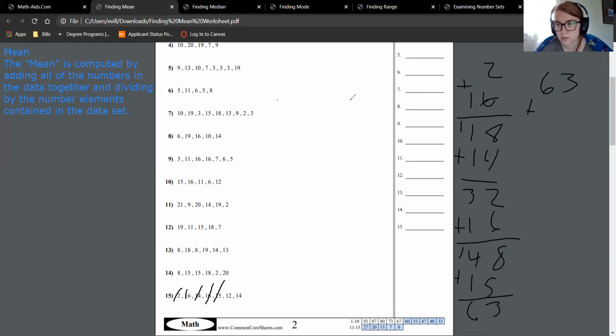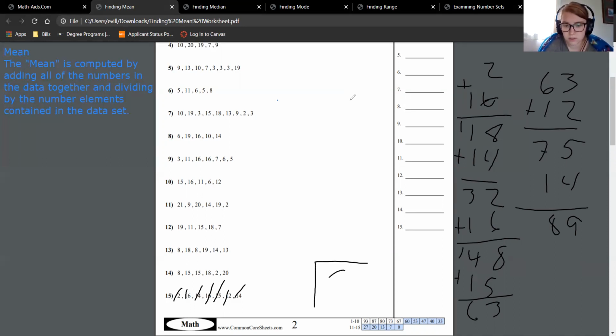63 plus 12. 3 plus 2 is 5. 6 plus 1 is 7. And then 75 plus 14. 5 plus 4 is 9. 7 plus 1 is 8. So our total is 89.